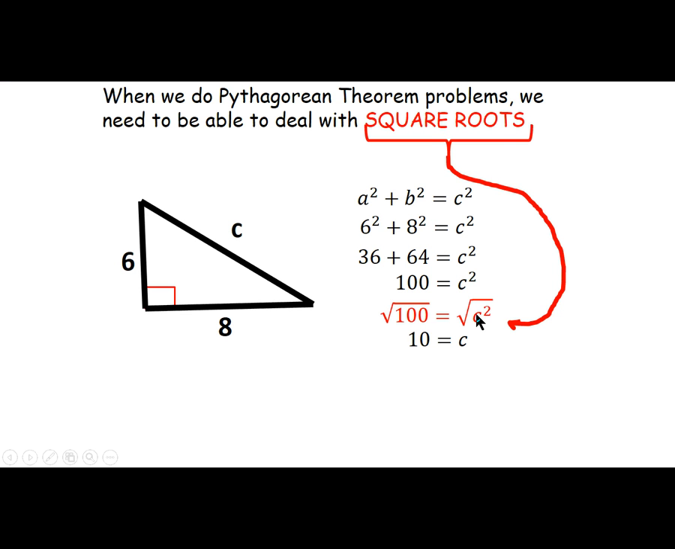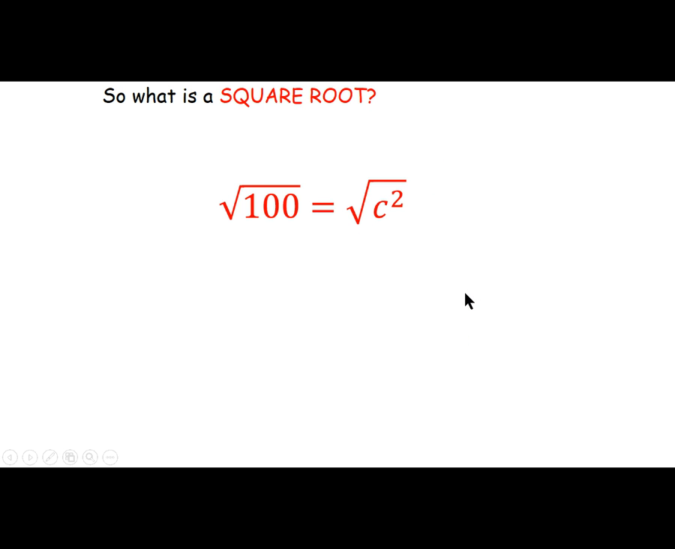First off, square roots have shown up when we do the Pythagorean Theorem problems. At the end of the problems, we always end up taking a square root to cancel out something squared. So, what is a square root?